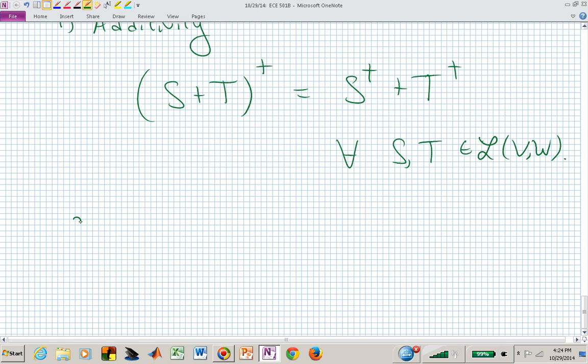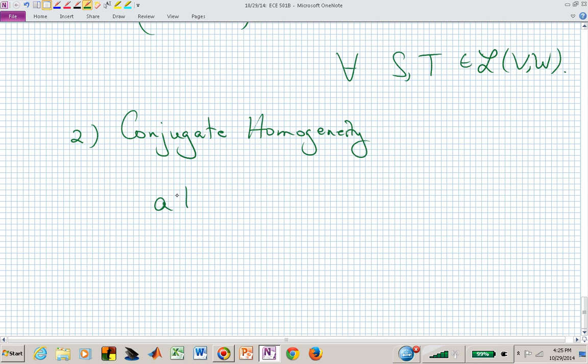We also have conjugate homogeneity, meaning if we now look at a scaled version of a linear map and take its adjoint, then that's going to equal the complex conjugate of that scalar times the adjoint. And that's true for all A and T.